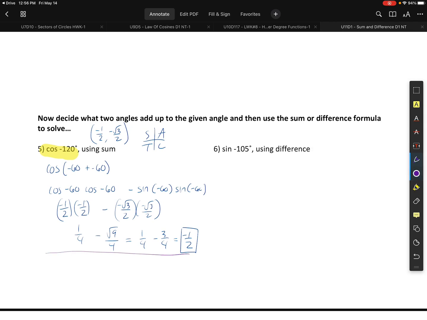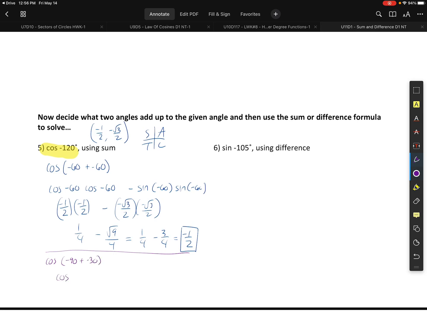Right? But showing this again, if we go cos, in this case, of negative 90 plus negative 30. All right, so here I have cos negative 90, cos negative 30, minus sine negative 90, cos negative 30. We got the point, if we're talking negative 90 degrees, we got 0, negative 1, negative 30 degrees. Oh, that's why I messed up before. My bad. We're talking about negative 60 degrees, so we're in this quadrant.